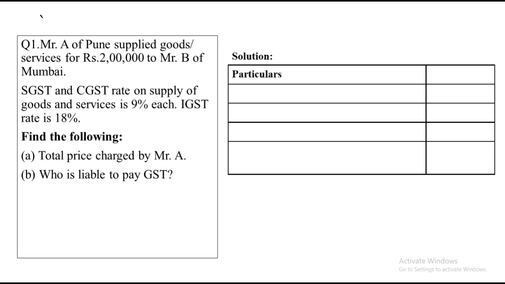We have made a small table where we have particulars and values in rupees. The value of goods which was supplied was 2 lakhs. So number one, we'll write supply of goods and services. The amount was 2 lakhs. Now on this amount, we have to charge GST, which is 18%. But since they are from the same state, we are going to break that 18% into 9% each for CGST and SGST.